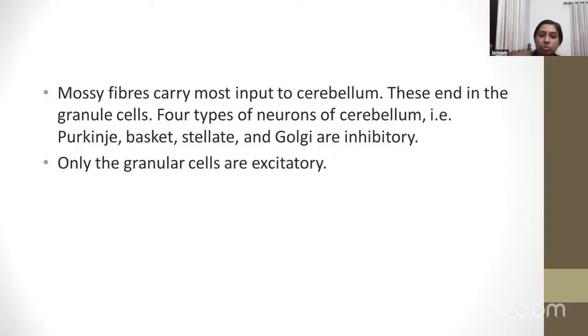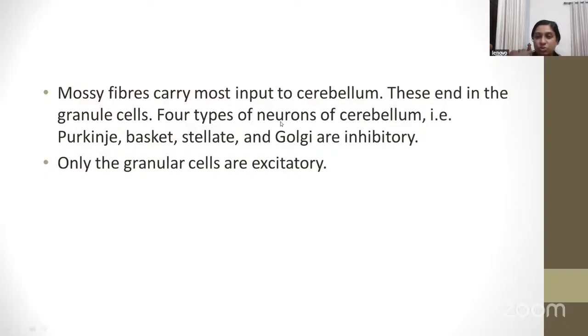Okay. And mossy fibers, they carry most of the input to the cerebellum. So, input to the cerebellum is relayed by the mossy fibers coming from the intracerebellar nuclei. And these end in the granular cell layer.